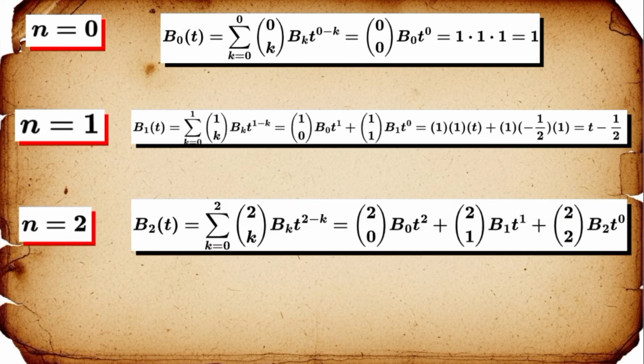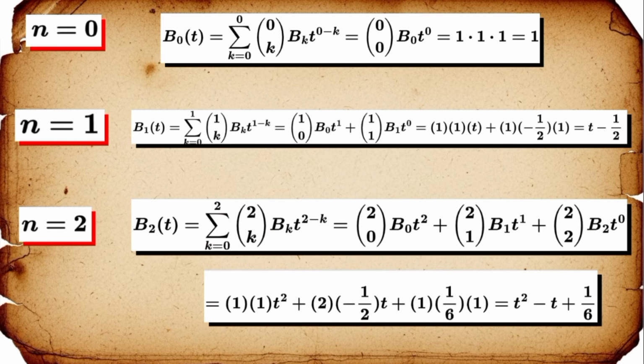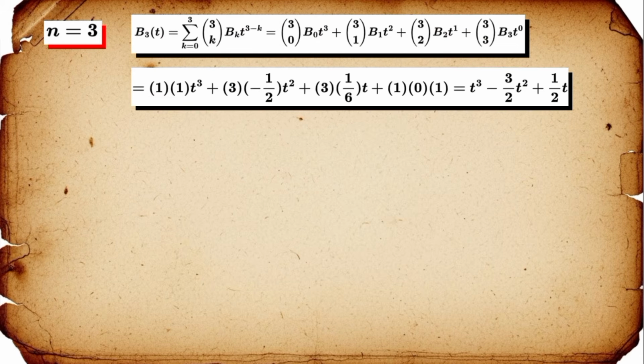For n equals 2, the complete calculation is shown with all terms. b sub 2 of t equals the sum from k equals 0 to 2 of 2 choose k times b sub k times t to the 2 minus k, which expands to the expression shown, simplifying to t squared minus t plus 1/6. For n equals 3, the full expansion is displayed. b sub 3 of t equals the sum from k equals 0 to 3 of 3 choose k times b sub k times t to the 3 minus k. All terms are calculated and shown, giving us t cubed minus 3/2 times t squared plus 1/2 times t.